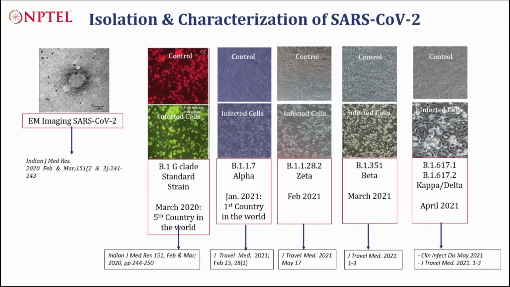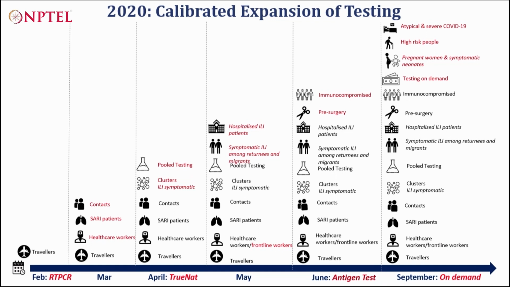This was our first biggest achievement. Once we were able to isolate the virus, we were able to develop the diagnostic kits, we were able to develop the vaccine. So, first thing we did was isolating the virus, and we were the 5th in the world. Then we started calibrating the testing.